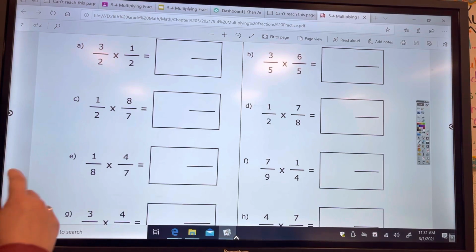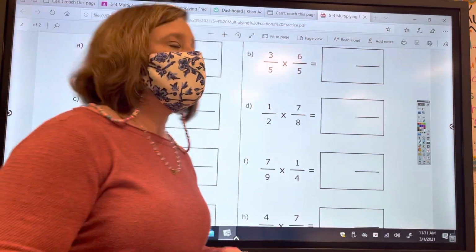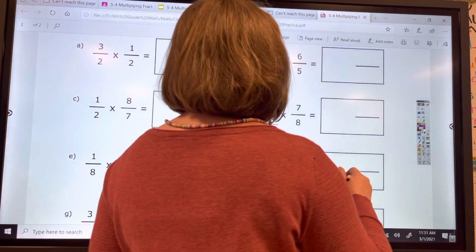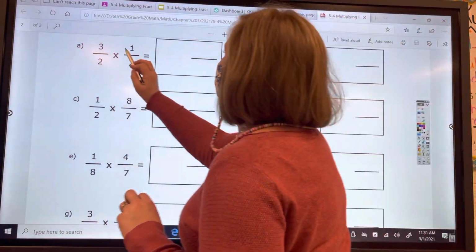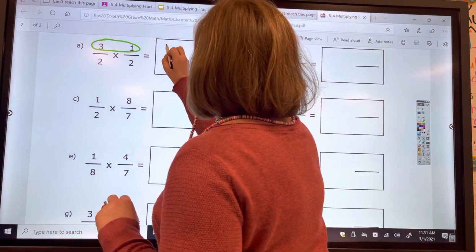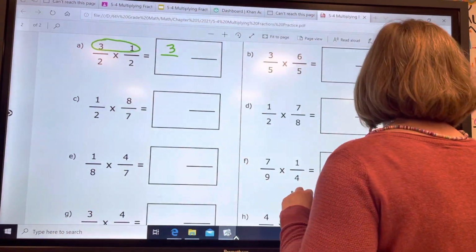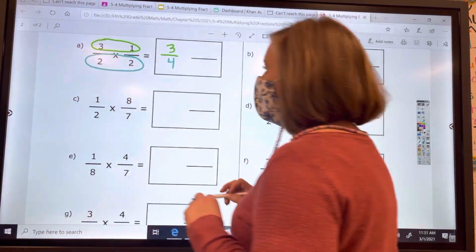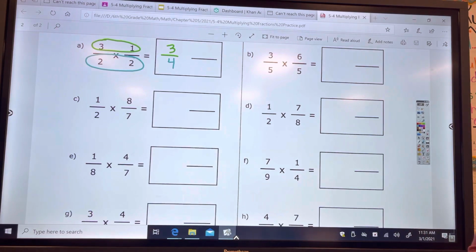All right, everybody should be on this side of your paper. 3/2 times 1/2. And what are we going to do to solve this one? Top times top, bottom times bottom. So, top times top means that we have 3 times 1, which is what? 3. Bottom times bottom, we have 2 times 2, which is 4. Now, do we need to simplify this one?